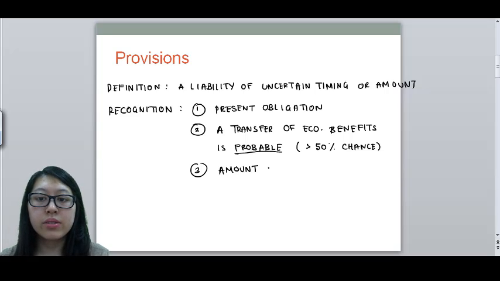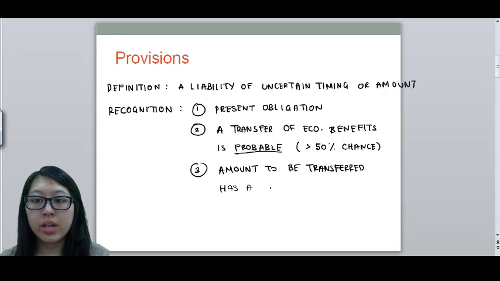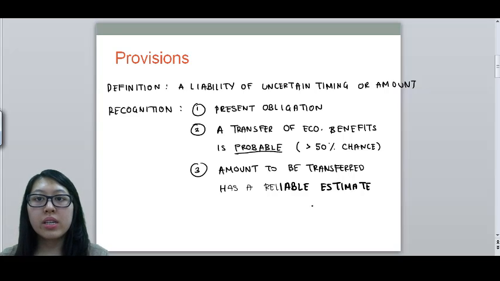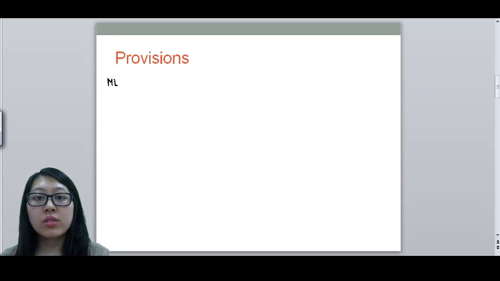And we know that the amount to be transferred has a reliable estimate. That means we can accurately estimate that this compensation is amounting to $100,000 or $200,000. If it's not reliable and it's just a random guess, then we cannot say that we should recognize a provision. So now we're going to consider the measurement of provisions.